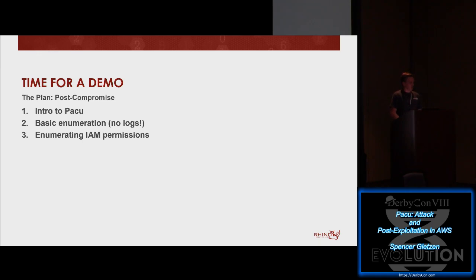And then I'm going to enumerate IAM permissions for the current user. I'm going to escalate those privileges to an administrator and establish some persistence within the account. And I'm going to finish off getting root remote code execution on an EC2 instance within the account.